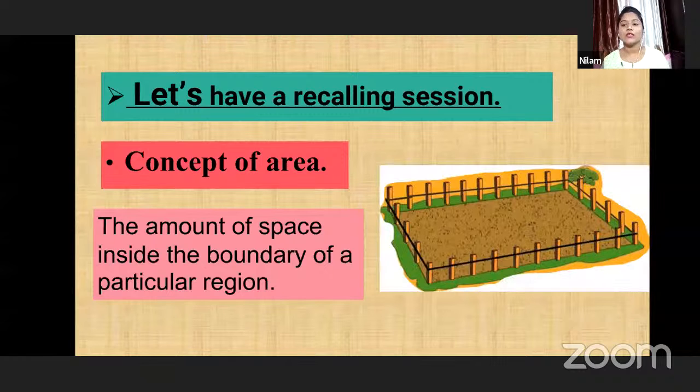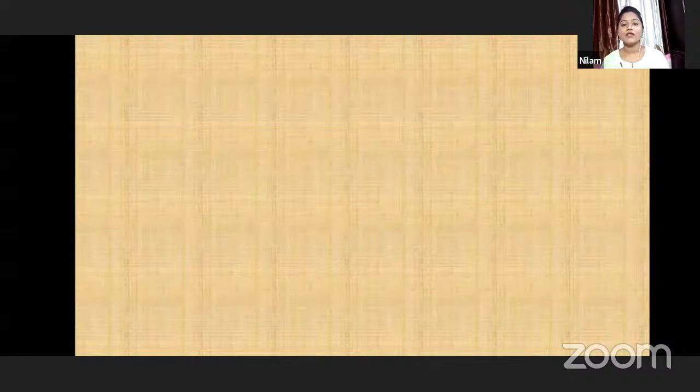See, on the right side of the screen, you can see an example. It's an example of a field which is bounded by the fences. So the space which is inside the boundary of the field, boundary of the fence, that space, that brown region is known to be the area. So after the concept of area, we have also seen some formulas to calculate the area.